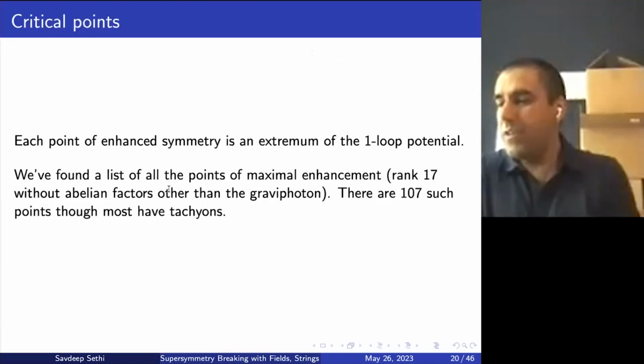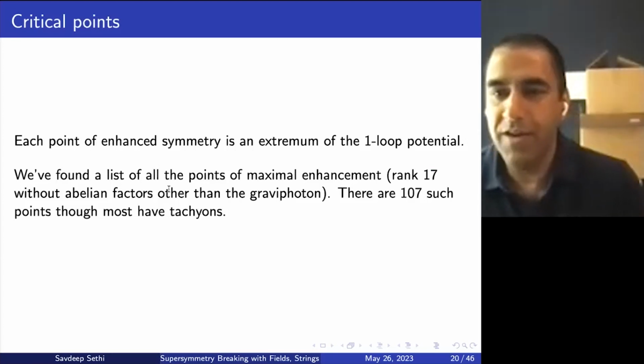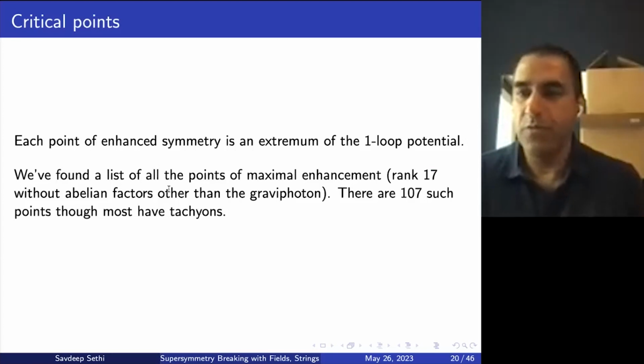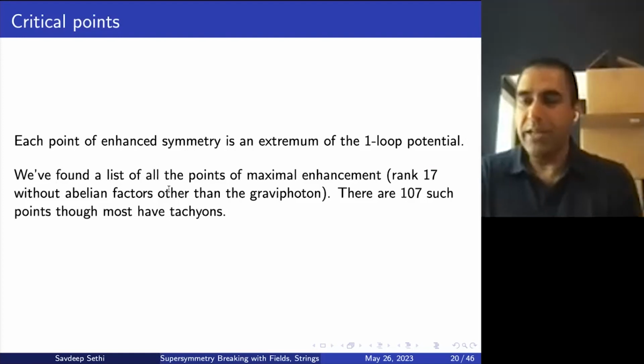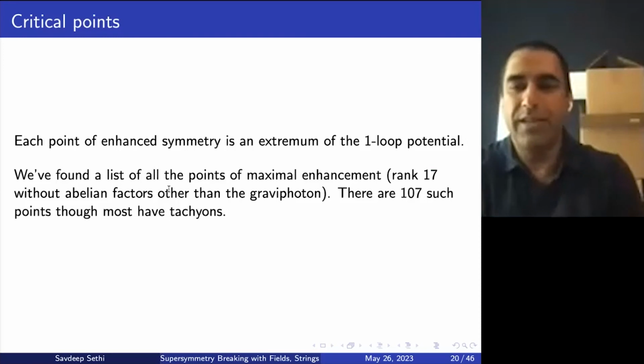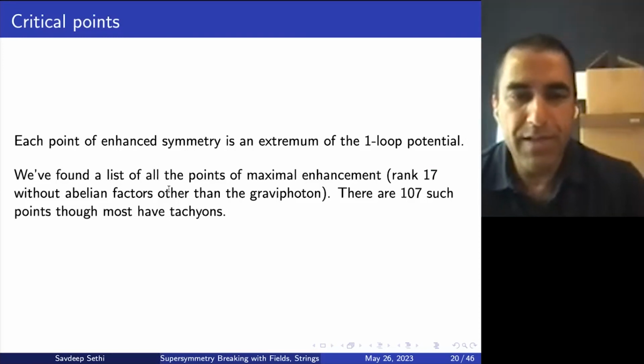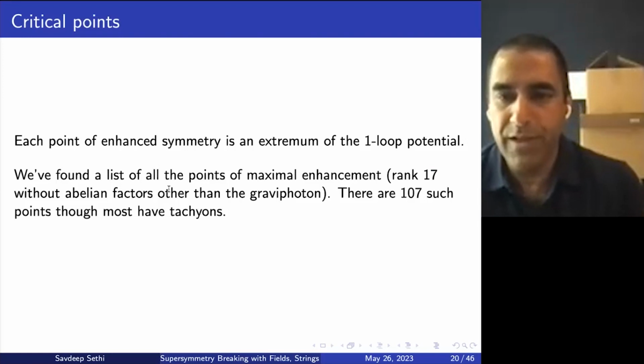So it's not hard to argue that each of these critical points where you get enhanced gauge symmetry is an extremum of the one-loop potential. So that's a place where you might expect your compactification to settle if you just let it evolve. And we found a list of all the points of maximal enhancement.